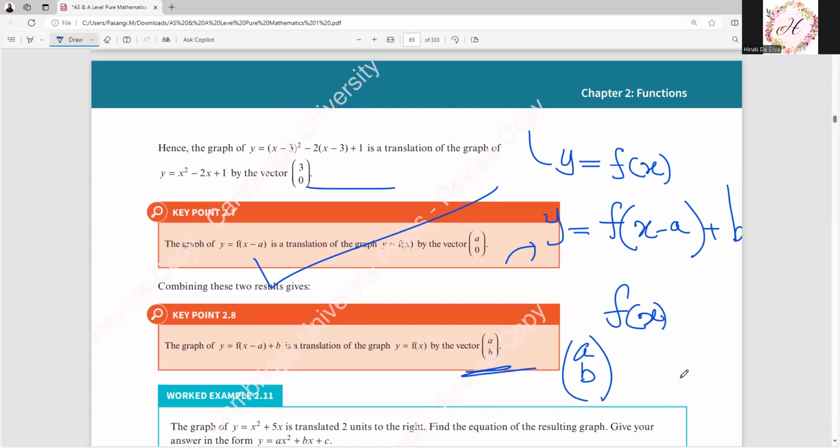Now, can you try worked example 11? We only do the worked example, so you can do the entire exercise leisurely at home.